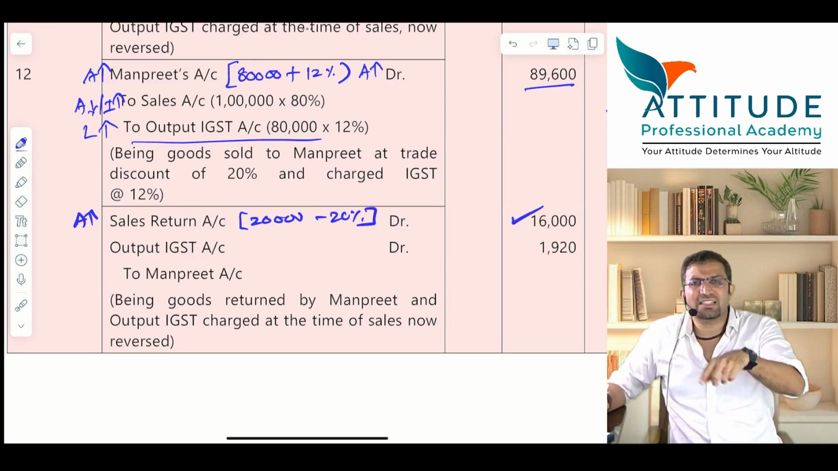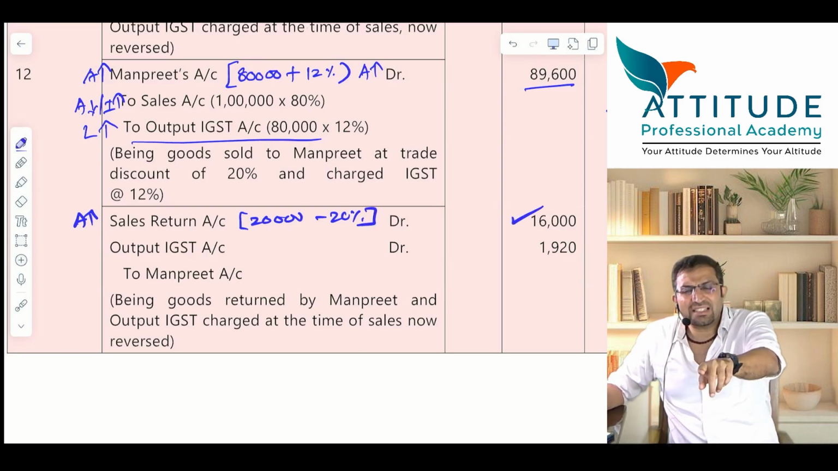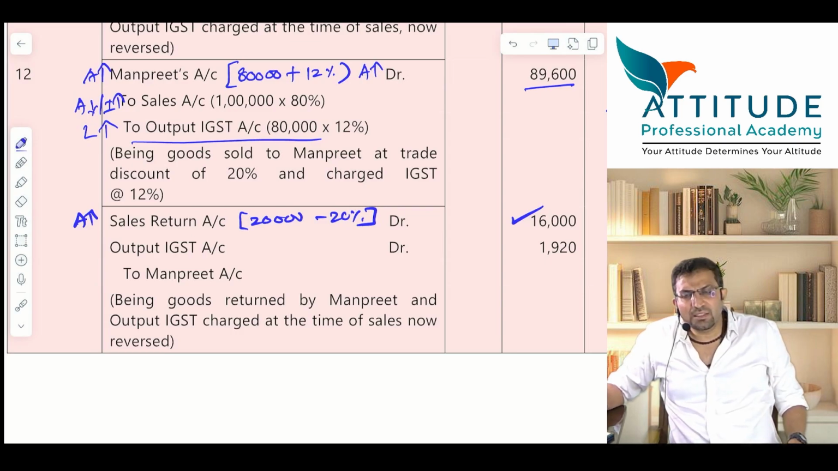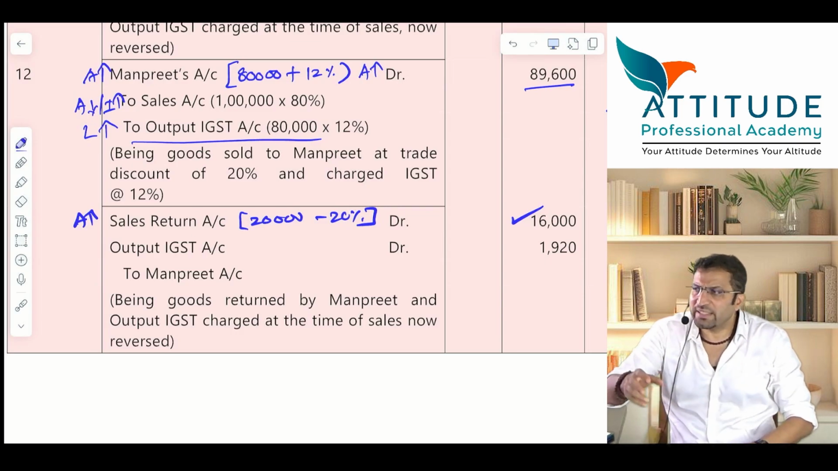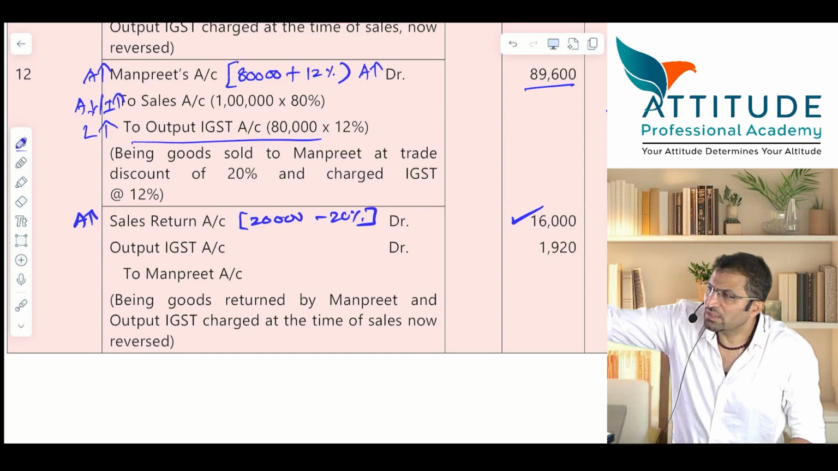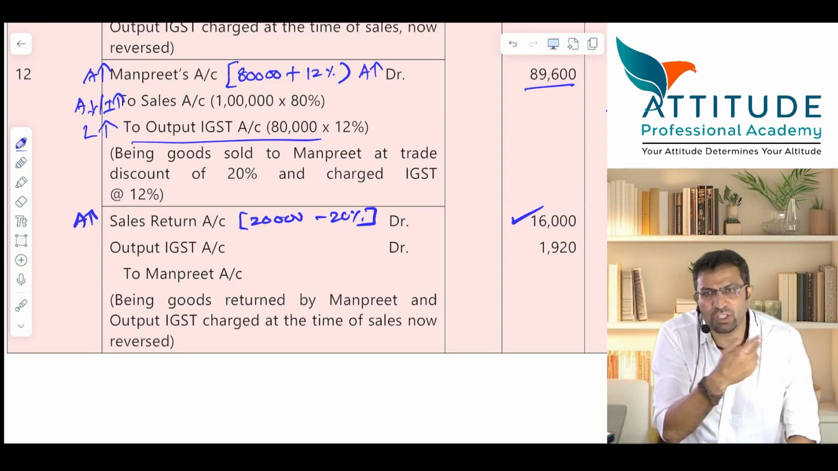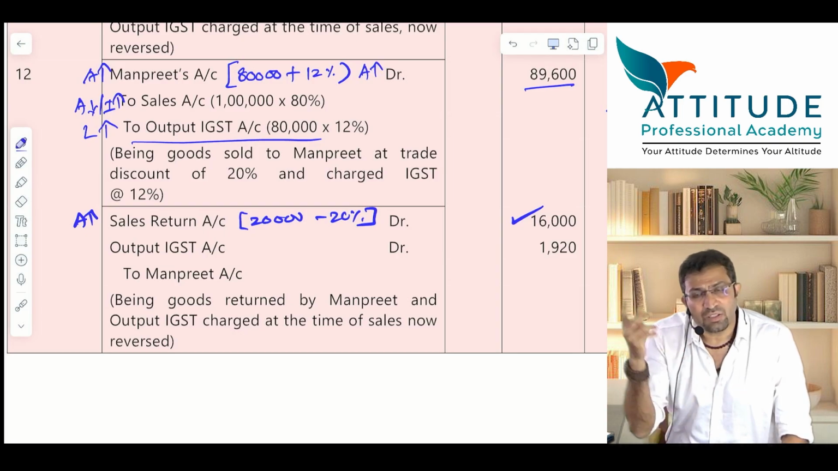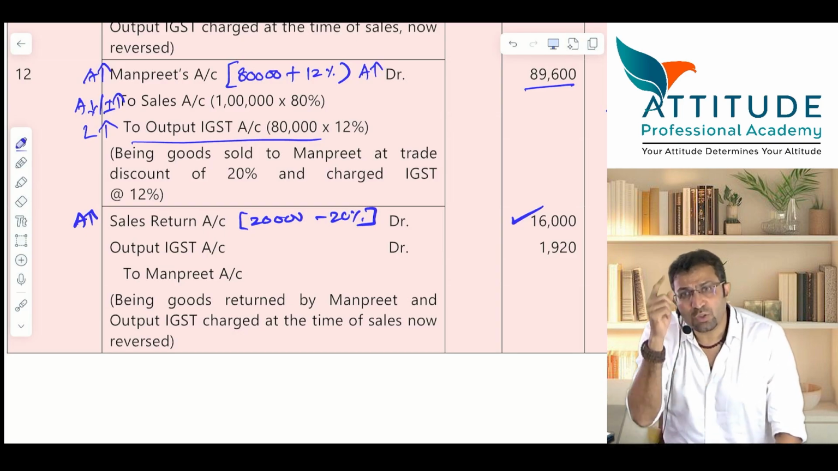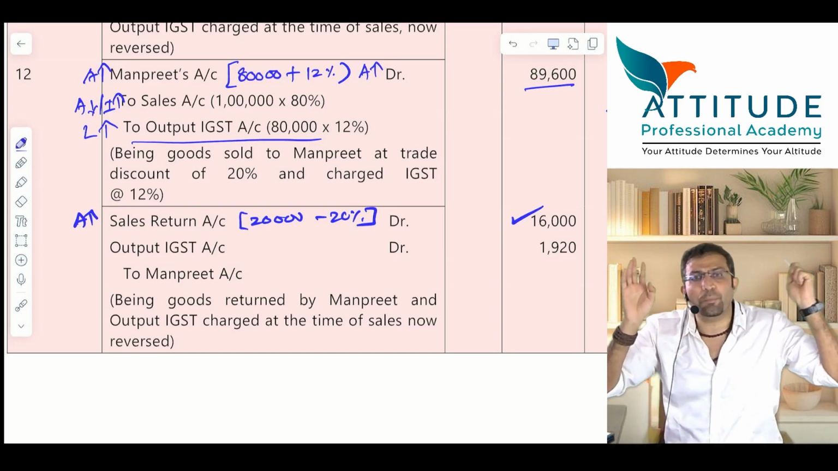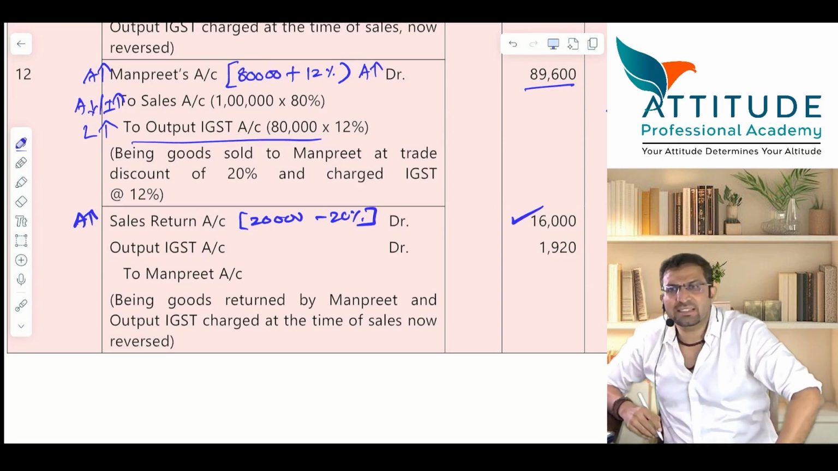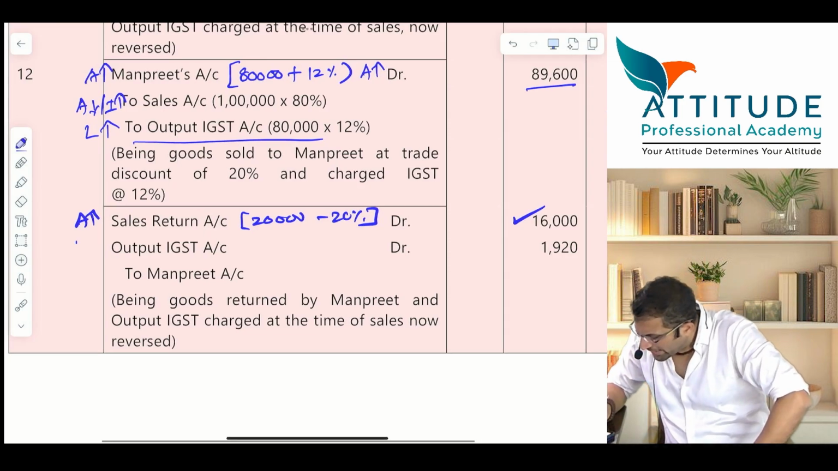Now tell me, when there is a sales return, to that extent, will you pay to the government? What will you tell the government? See, when I sold the goods, it means that I would have collected the money from whom? Customer, and paid it to the government. But now, customer is returning the goods. To that extent, you will tell the government, I am not going to pay. Means your liability reduces. How much liability reduced?